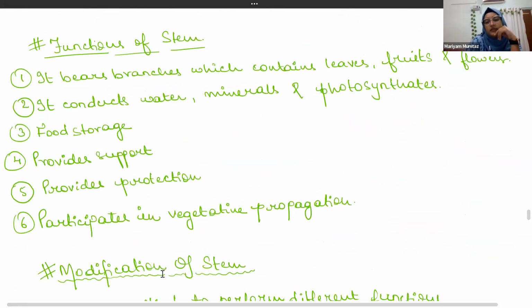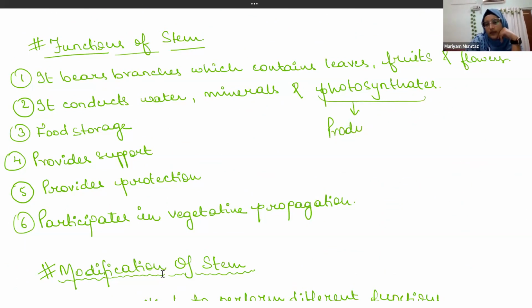Now see, photosynthates are basically the products of photosynthesis. So these things, the water, the minerals, and all of these, are conducted from different parts to different parts by the stem. Okay. Also, the stem bears leaves, fruits, and branches, right? They arise from the stem only. So it bears those also. So it bears branches. It conducts water, minerals, and photosynthates.